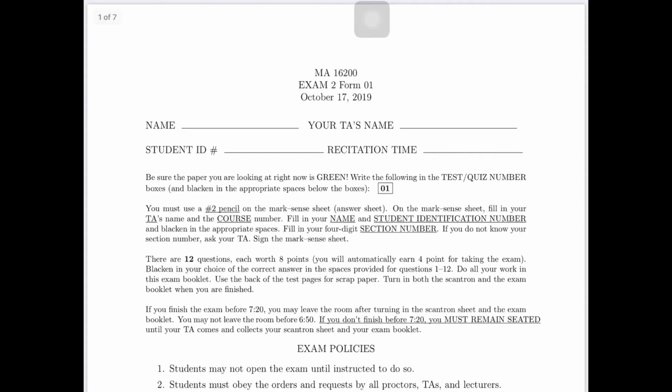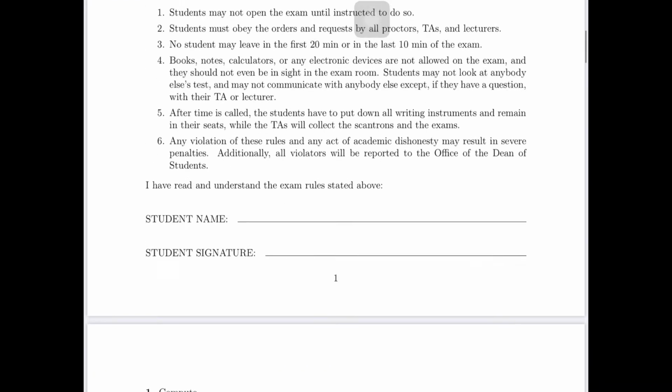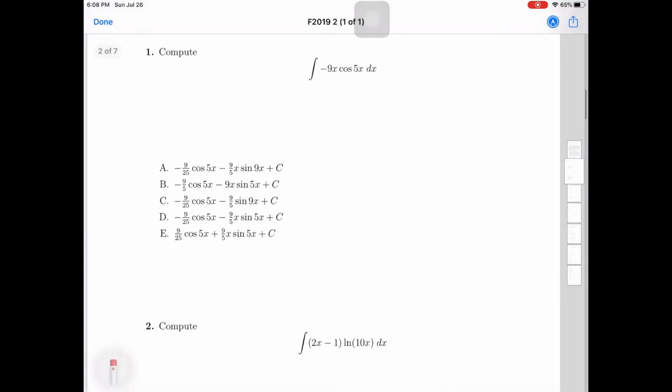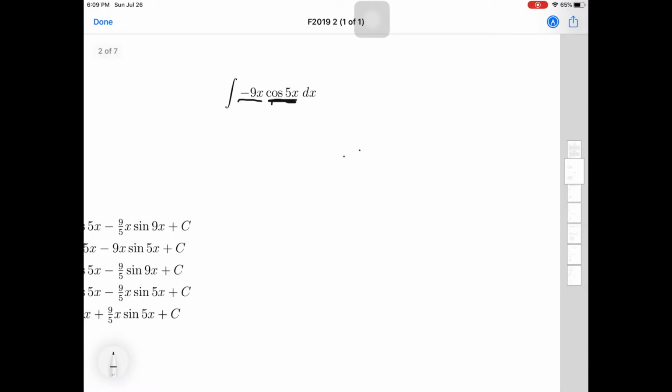Hi everyone, in this video I'm gonna go through the MA162 exam 2 of fall 2019. For the first question, we are to find this integral. Since we can see that it's two parts, we can use by parts here pretty easily. So right away we can use LATTE.